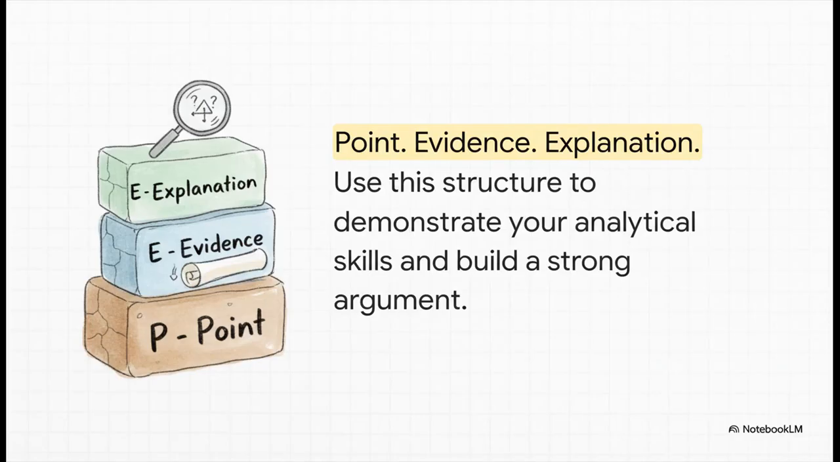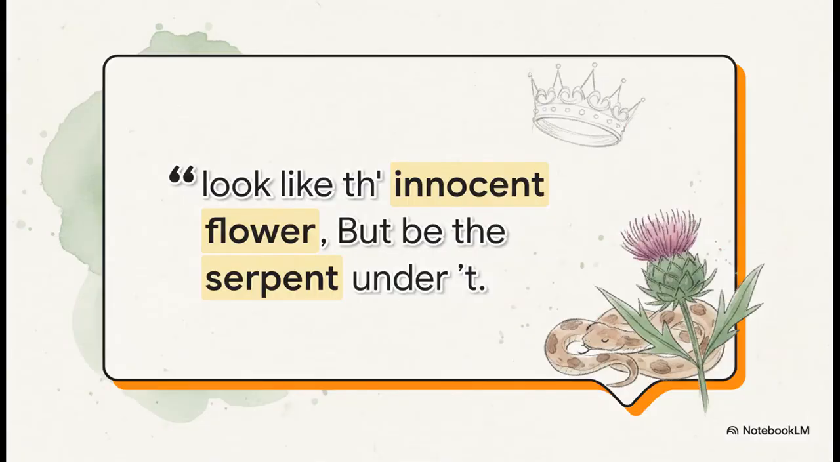And for those main body paragraphs, there's a simple but seriously powerful structure you can use every single time. Point, evidence, explanation. You might know it as PEE. First, you make a clear point that answers the question. Then, you back it up with a short, killer quote. And then, this is the most important part, you explain how that quote proves your point, making sure you're analyzing Shakespeare's methods. And when you're picking your evidence, remember this, less is more.